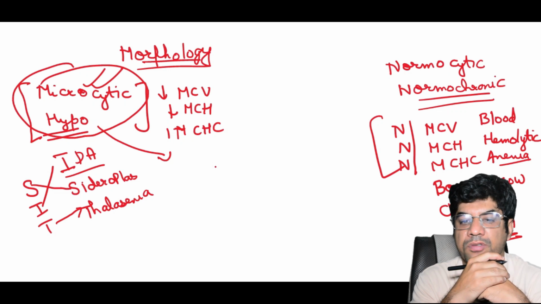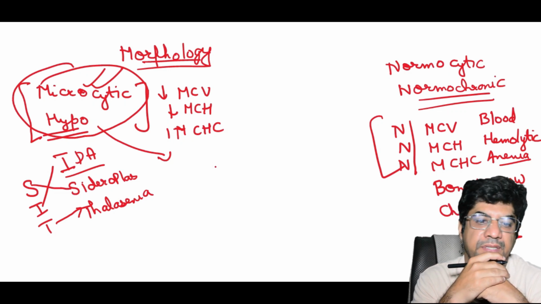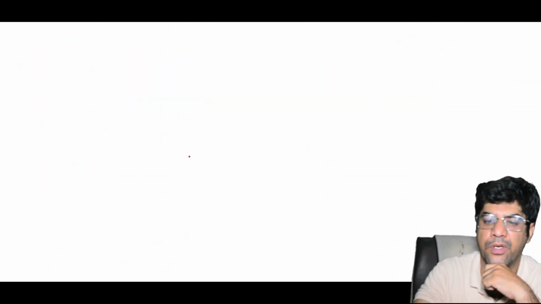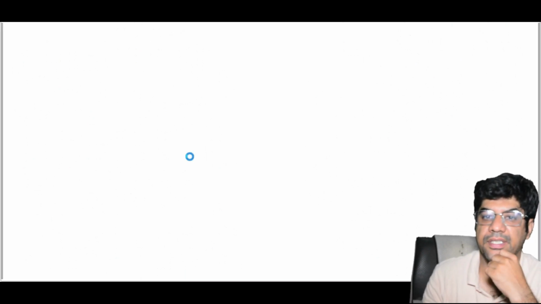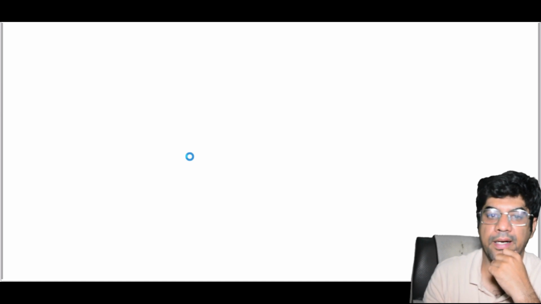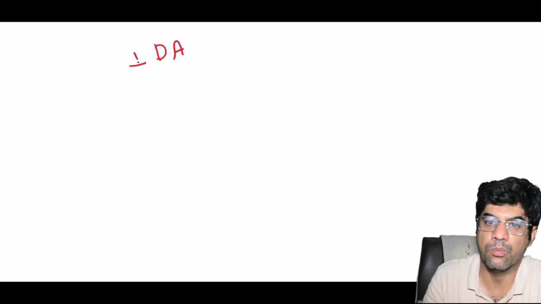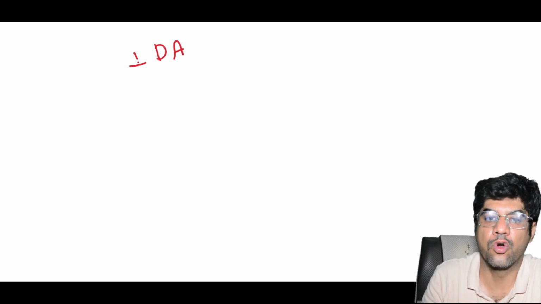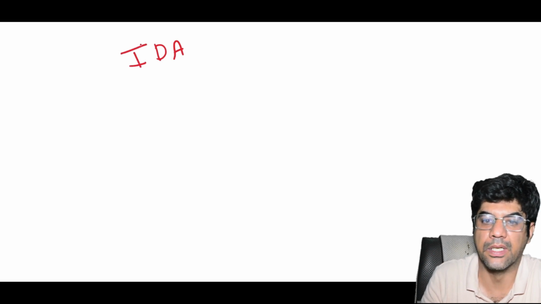Now, let us discuss the causes of hypochromic anemia. The first is iron deficiency anemia. We note that the most common cause of anemia worldwide is iron deficiency anemia. Iron deficiency anemia would impair hemoglobin synthesis that leads to microcytic hypochromic anemia. The most common nutritional deficiency worldwide is iron deficiency anemia.